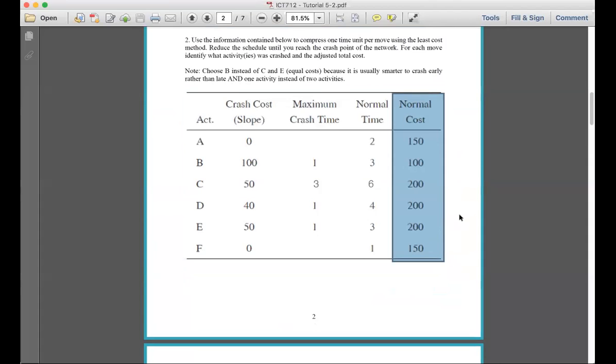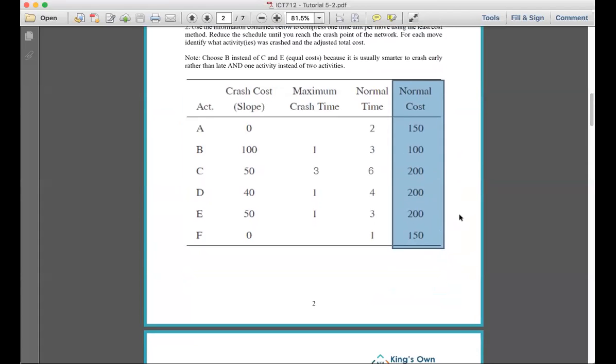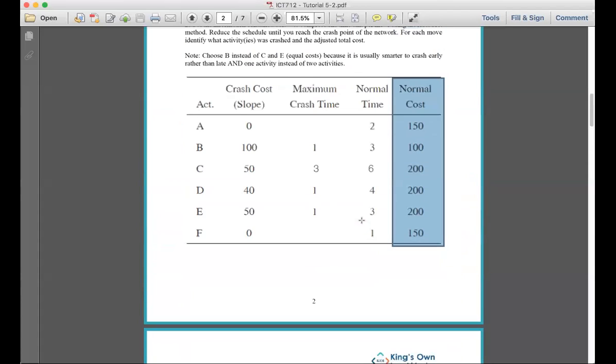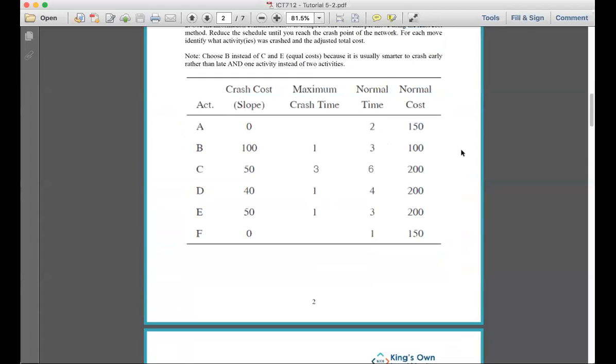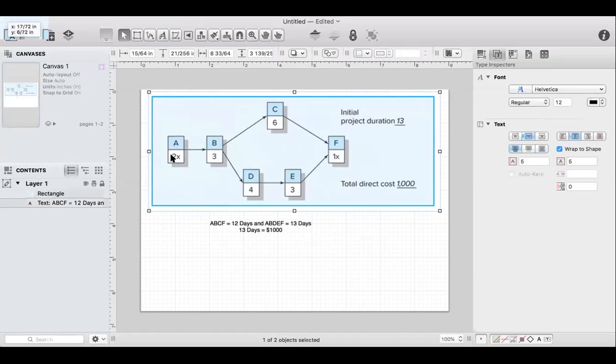That's correct. Now, the second thing I want to ask you, out of this path, which ones cannot be crashed? A and F. And that's why you go and see here, you'll be able to see that we have A here is 2x, and you see we have F here 1x. So we know these cannot be crashed.